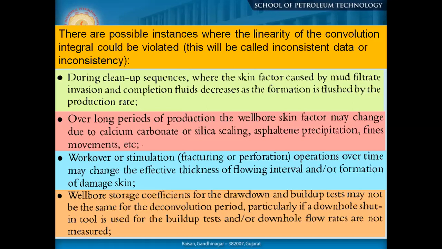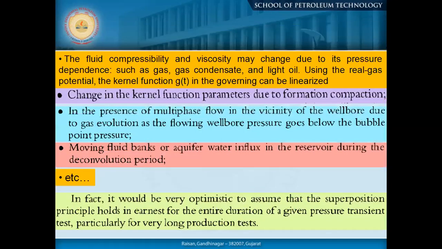Okay, so that's why we could not take both sets of data for getting the deconvolution. The fluid compressibility and viscosity may change due to pressure dependence, such as gas condensation, so sometimes that will vary test after test. That is also one which could give us inconsistent data to perform our deconvolution. Change in the kernel function parameters due to formation compaction.